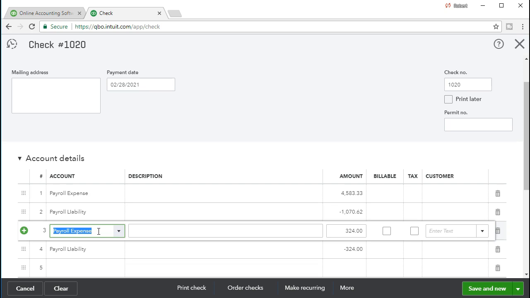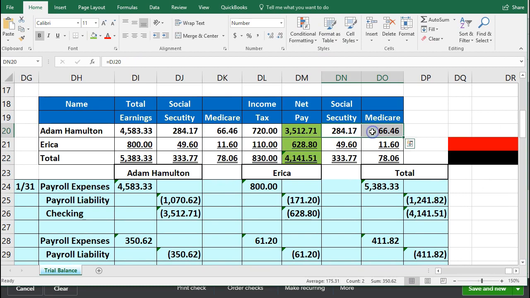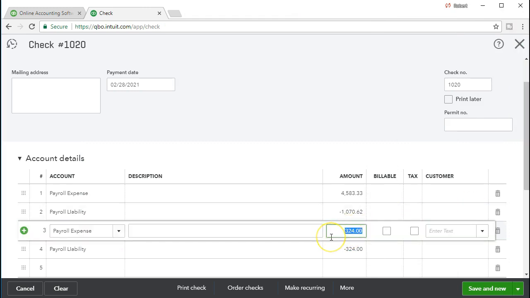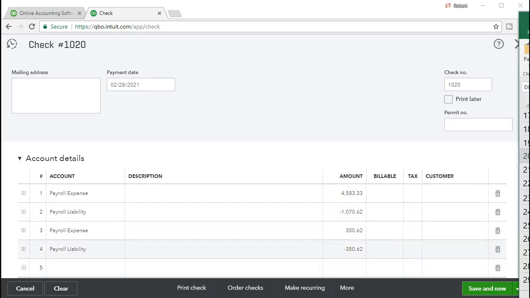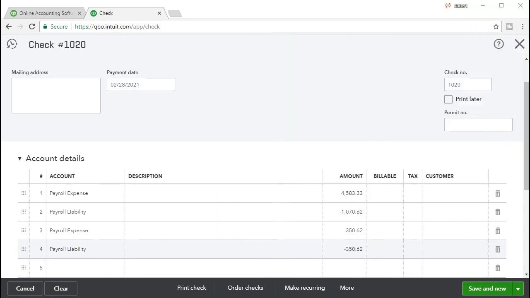And then we've got the payroll expense. Now this is really the payroll taxes, and what we're talking about here is our side. That's what we matched in essence for Social Security and Medicare. So that's what we're going to put there, and this time it's going to be 350.62, and then the payroll liability is going to match that. So it's going to be a negative 350.62. So within our net check then, hopefully the amount should be 3512.71. So let's check that.